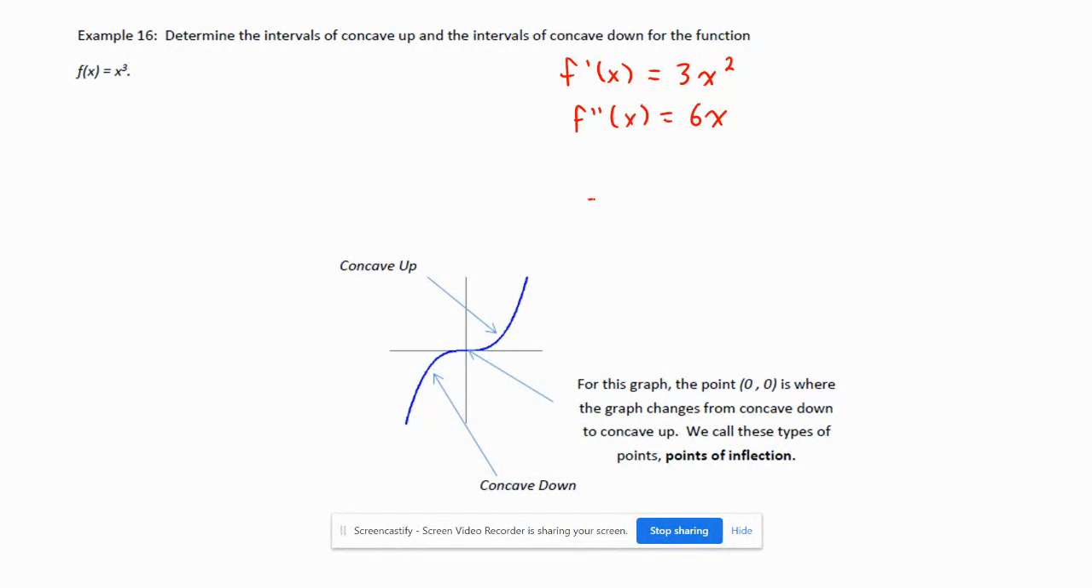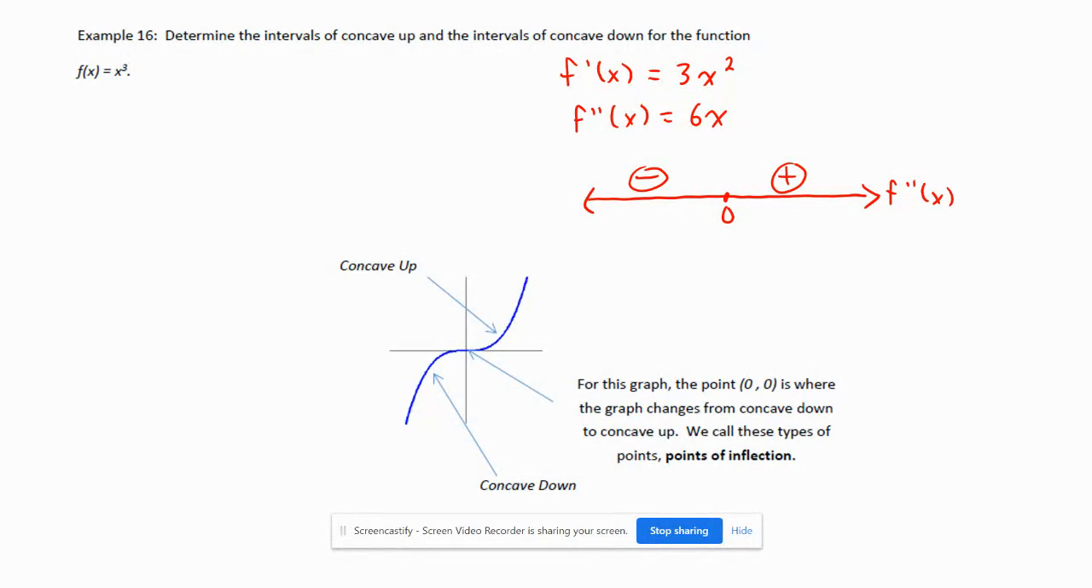I want to put the second derivative on a number line here. At this point, 0, this is the 0 of the second derivative. If x is less than 0, 6x is negative. And if x is greater than 0, 6x is positive.